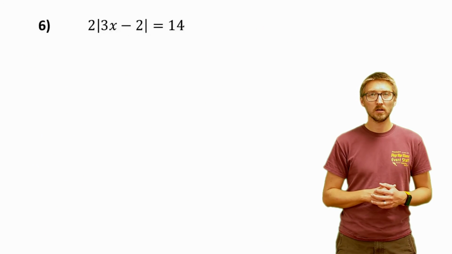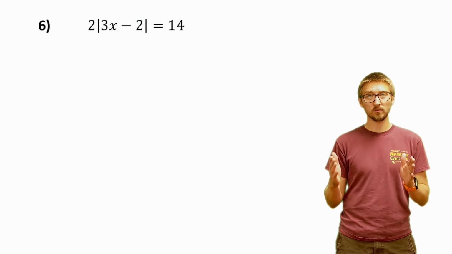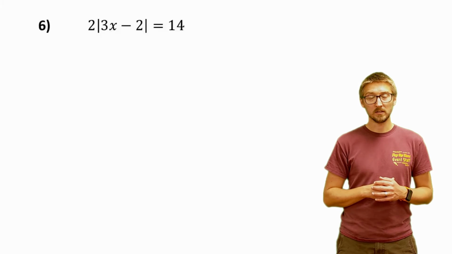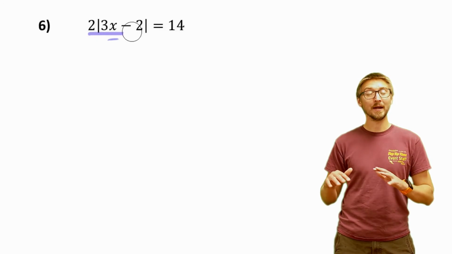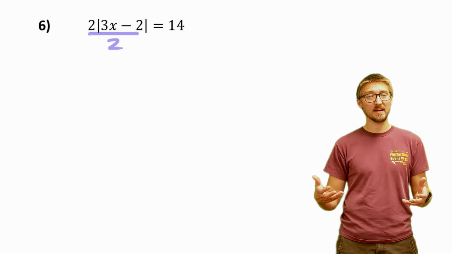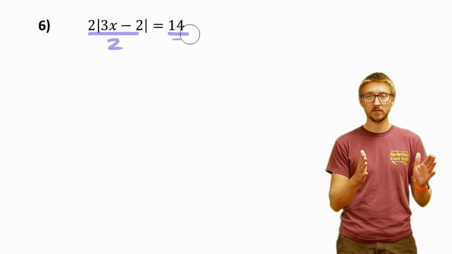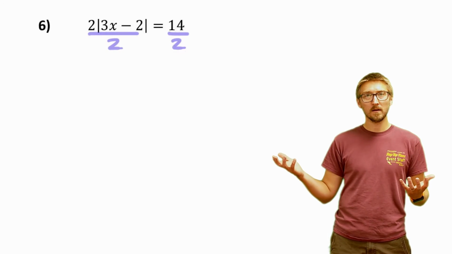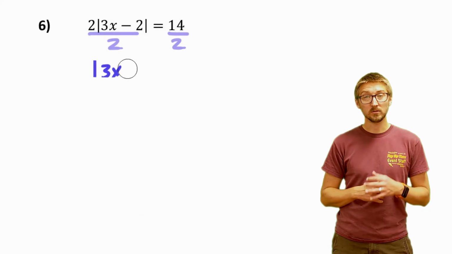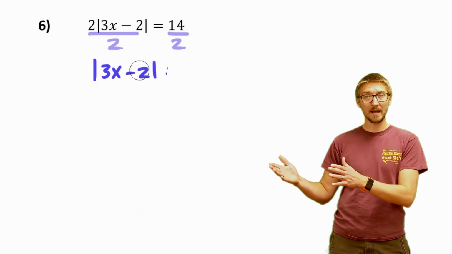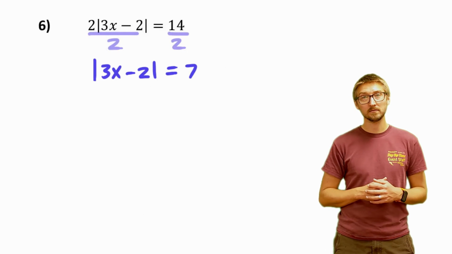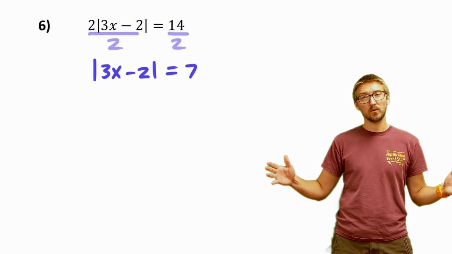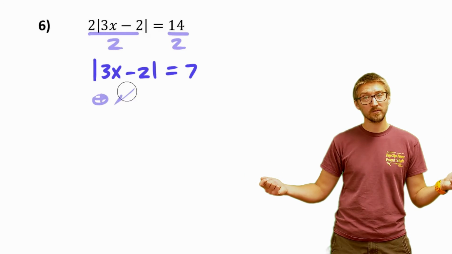Number 6. 2 times the absolute value of 3x minus 2 equals 14. Now that 2 in front, bad news. I need to get rid of that so the absolute value is by itself. So I'll divide both sides by 2, the left and the right. 14 divided by 2 equals 7. And so now I have the absolute value of 3x minus 2 equals 7. I can branch out at this point in time to the positive and the negative versions.